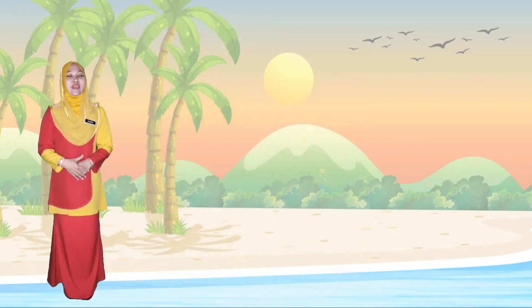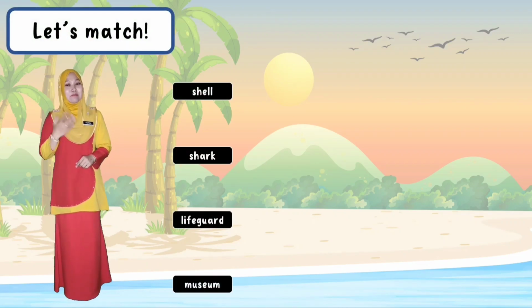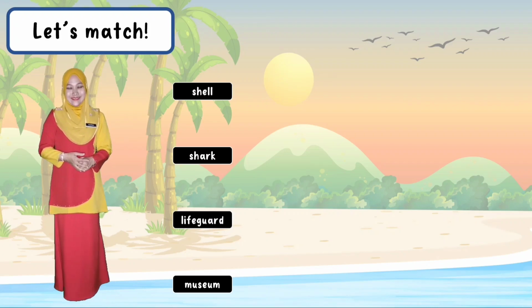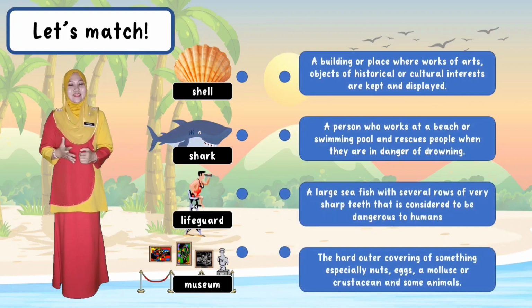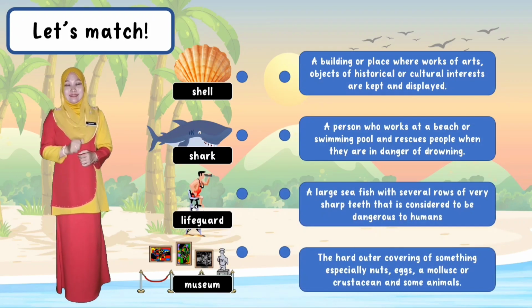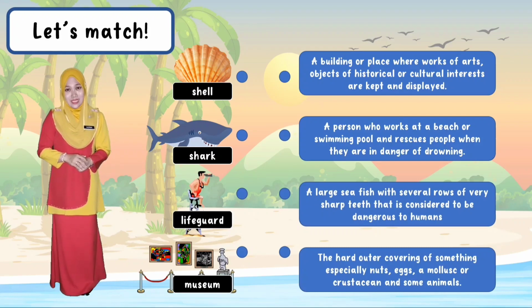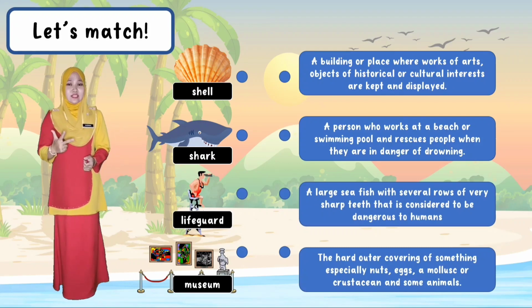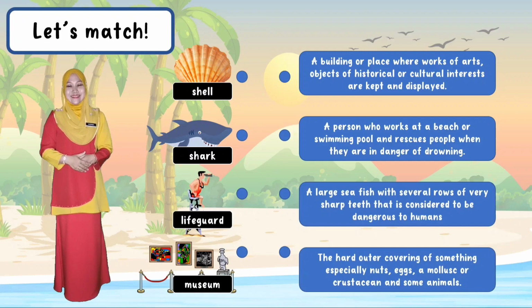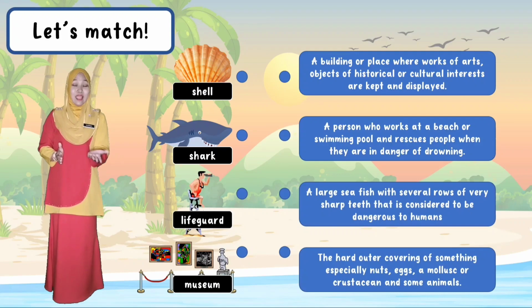Before we end our lesson today, I would like you to match 4 words to the correct meanings and to the correct pictures. Are you all ready? Let us try to do it together. Let us look at the word shell. Do you know what is the meaning of shell? Shell is the hard outer covering of something, especially nuts, eggs, a mollusk or crustacean, and some animals. So, we match the word shell to the correct meaning and to the correct picture.